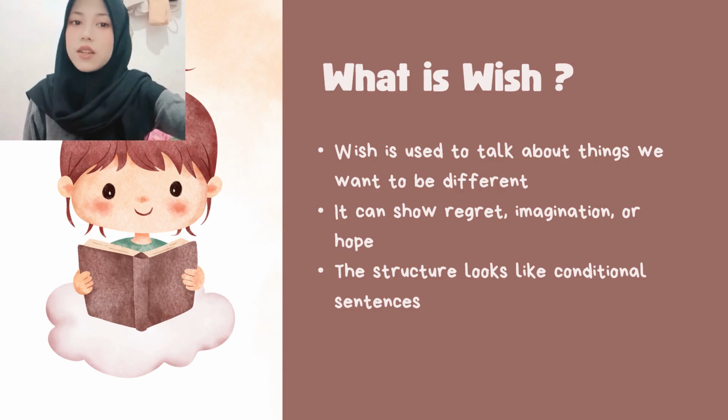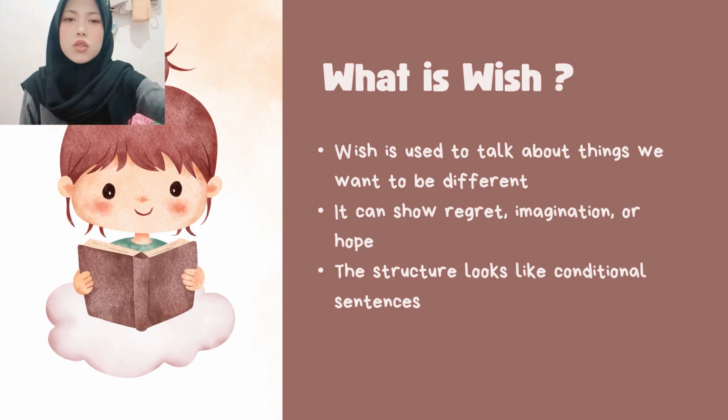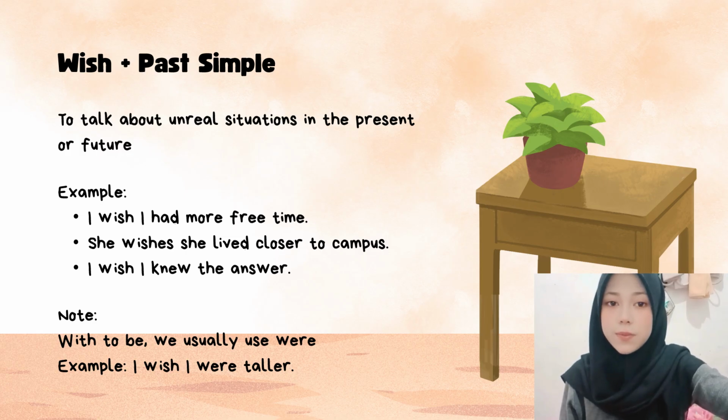Okay, now that we understand the meaning, let's move on to the pattern. So wish is not just one formula. It is divided into several structures and each one has a different function. Let's start with the first form. We use wish plus past simple to talk about unreal situations in the present or future. Even though the verb is the past form, the meaning is actually about now, not the past. This is why many students feel confused at first.